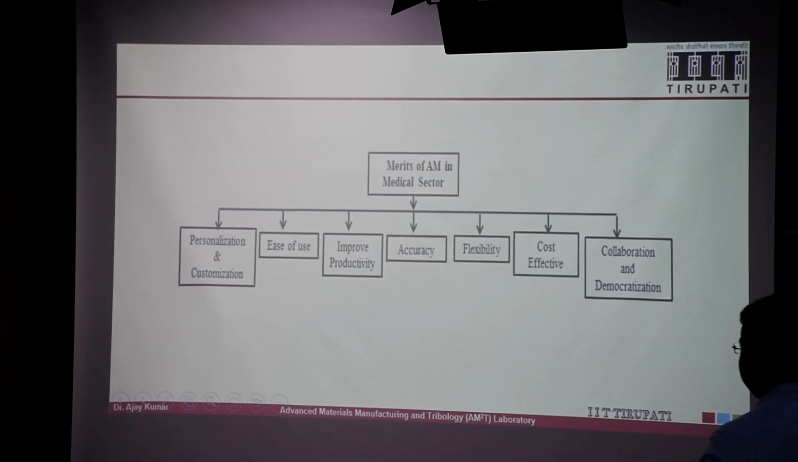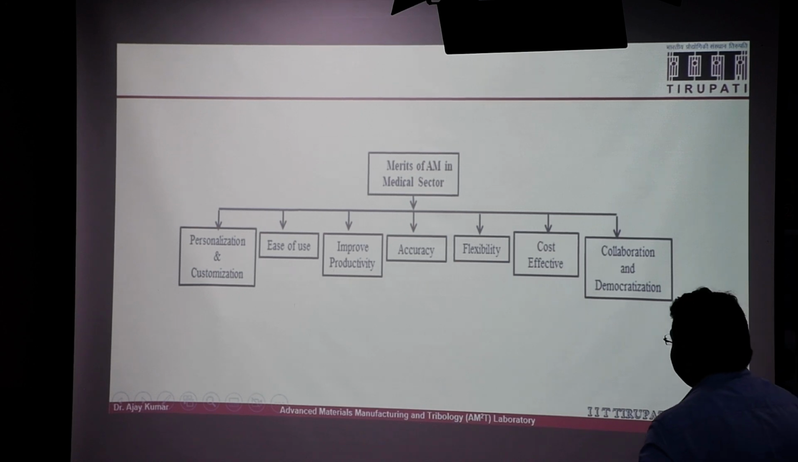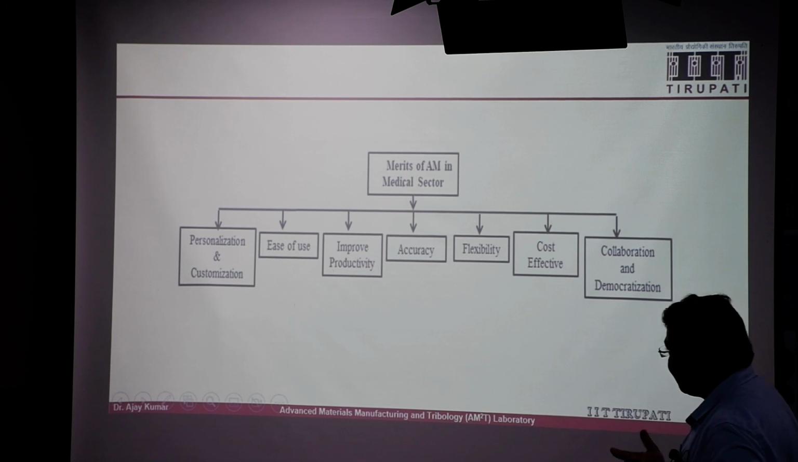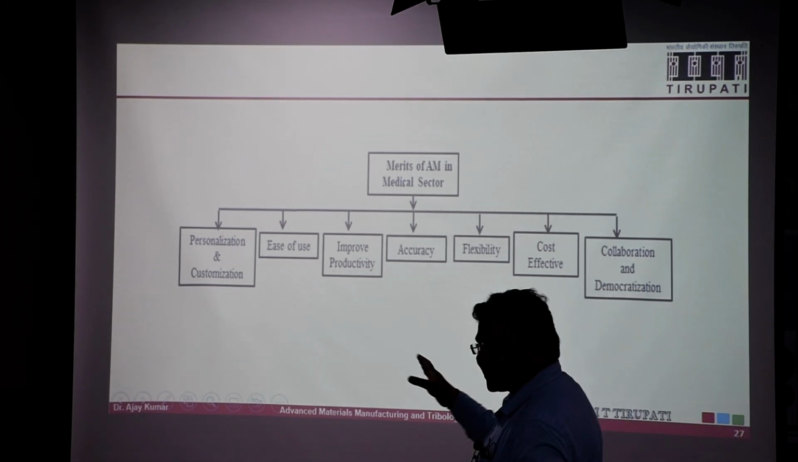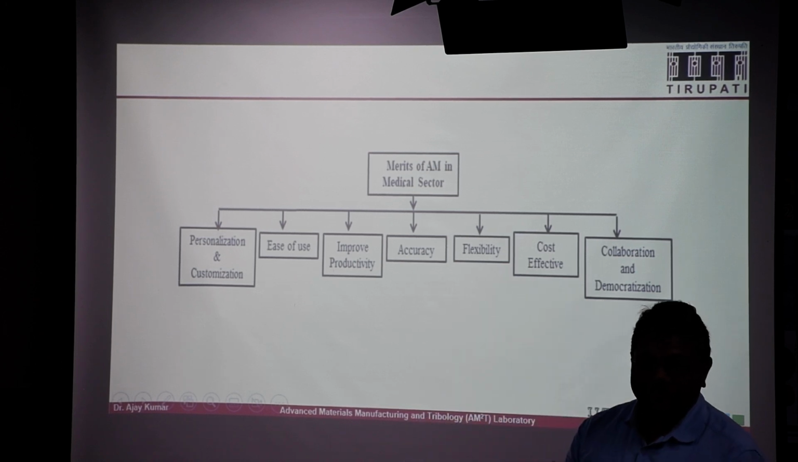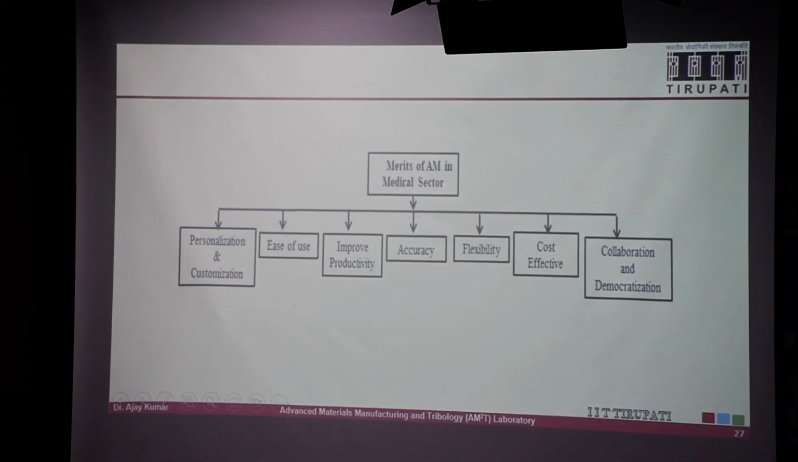So why are we using AM? Because of the different merits it has: personalization, customization, ease of use, improved productivity. So all things can be done. But when it comes to the study of mechanical properties, microstructural properties, and then the mechanical-microstructure correlation, then the testing, then the performance, and then the certification, there are a lot of things. Just producing a 3D printed component is not sufficient.